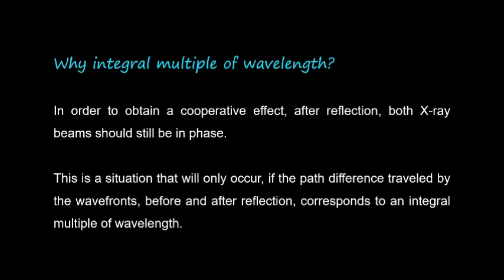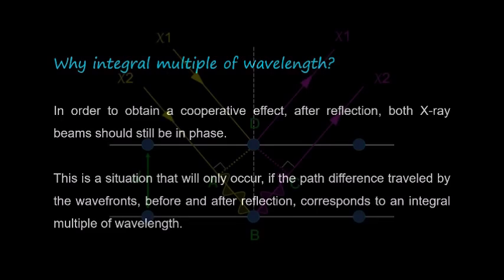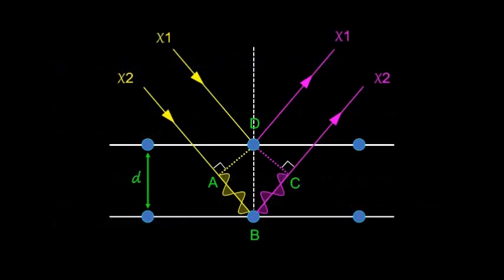In order to obtain a cooperative effect, after reflection, both X-ray beams should still be in phase. This is a situation that will only occur if the path difference traveled by the wavefronts, before and after reflection, corresponds to an integral multiple of wavelength, as shown in this example.